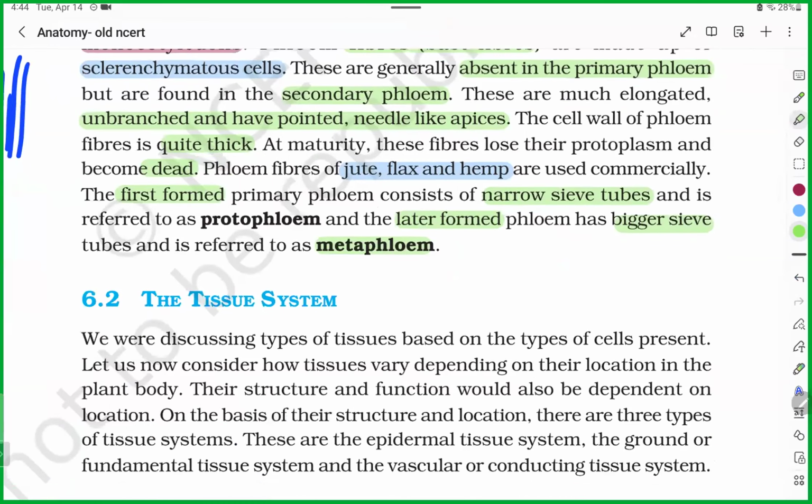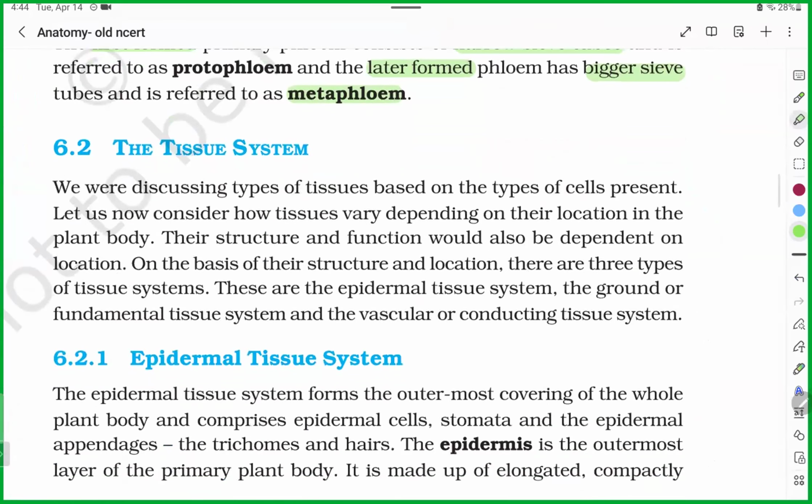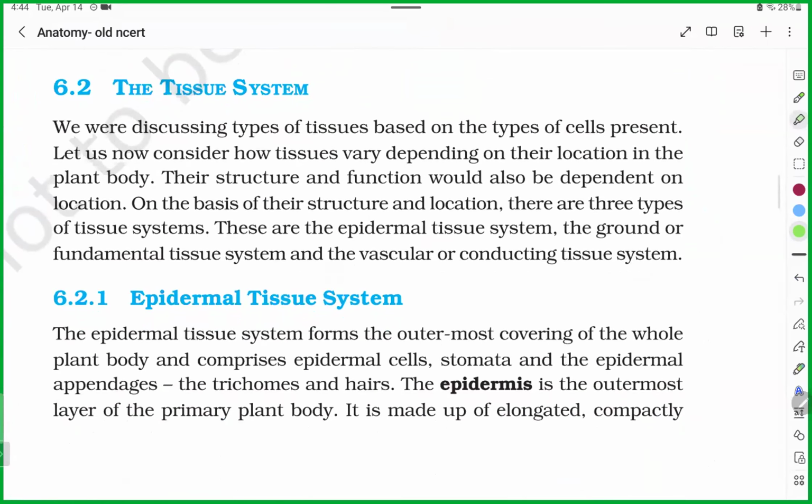But if you look at the new syllabus and the new NCERT, topics start from here. Tissue system. Now we'll discuss tissues based on their location, where the tissue is present. Structure and function depend upon the location. So if location changes, structure and function change. Based on location and structure, there are three types of tissue: epidermal, ground tissue or most basic tissue, and lastly vascular tissue or connecting tissue.